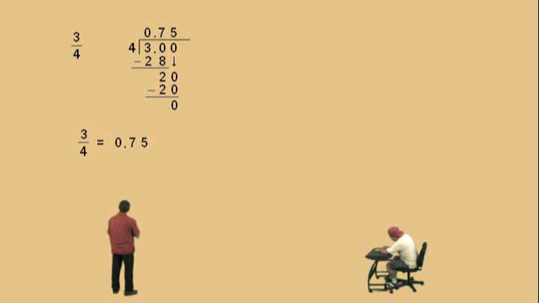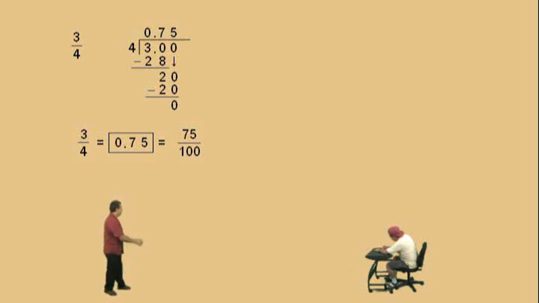So let's write that down. 3/4 equals 0.75, which is what, Charlie? 75 hundredths. That's right. So 3/4 written as a decimal is 0.75, or 75 hundredths. And as a fraction, of course, it's 75/100. And if you take 75 and divide by 100, you'll get 0.75. Or if you reduce 75 over 100 by dividing top and bottom by 25, you do get 3/4.